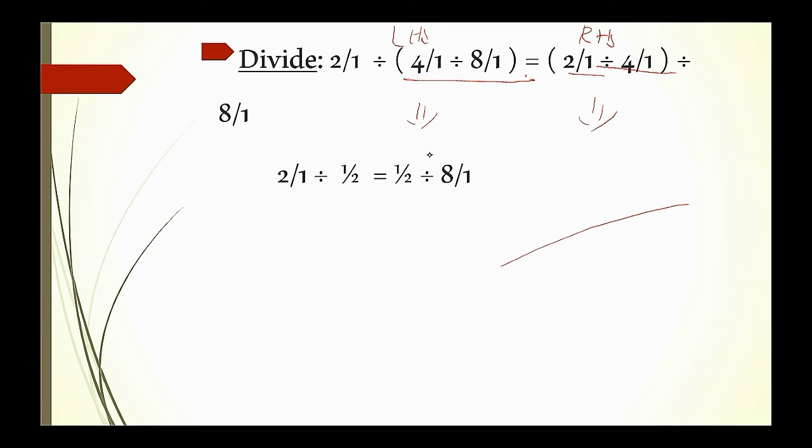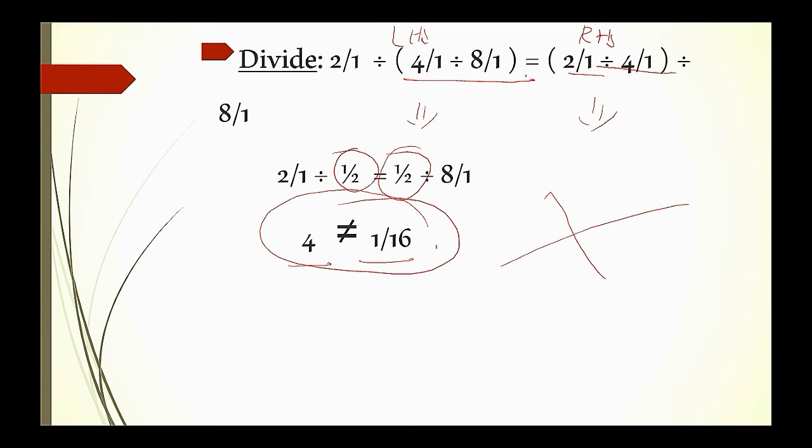That 2 by 1 divided by 4 by 1 divided by 8 by 1, I am getting 1 by 2. Here 2 by 1 divided by 4 by 1, I am getting 1 by 2. Let us divide further. Here I am getting 4. Here I am getting 1 by 16. Therefore, division is not satisfying the associative property. 4 is not equal to 1 by 16. So, division is not satisfying the associative property.